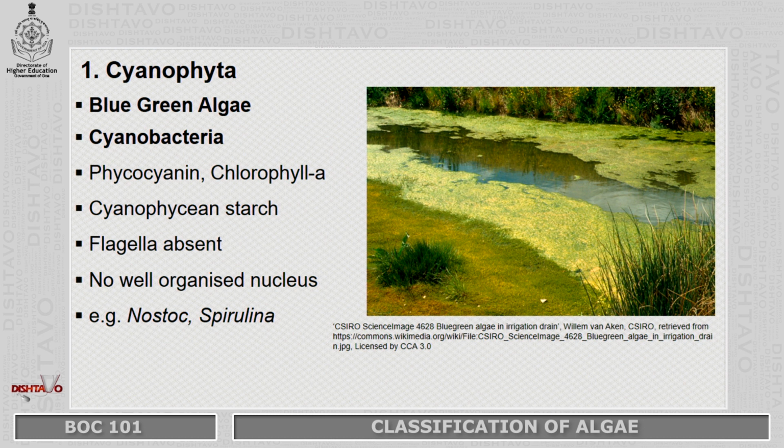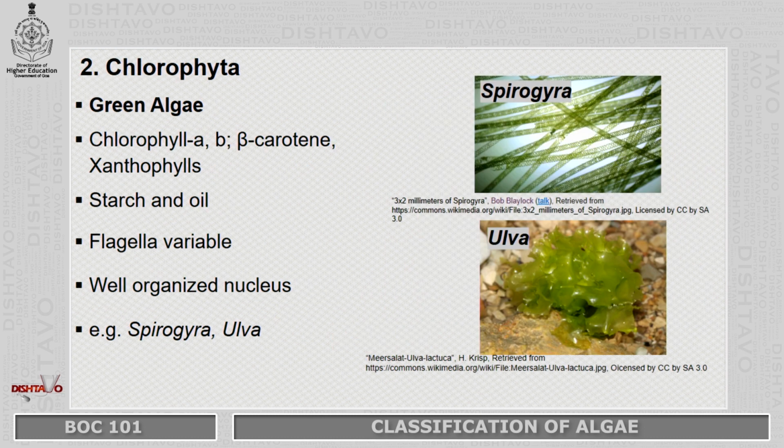The best examples for this group are Nostoc and Spirulina. There are many more, you can have Anabaena and others, but the best examples are Nostoc and Spirulina. The second division is chlorophyta.